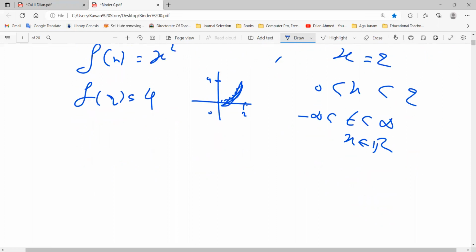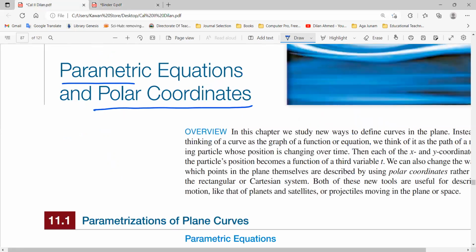So this is the parametric as a general idea, as an introduction. Do you get the idea? Do you have any questions? No? Good. So this is the parametric.